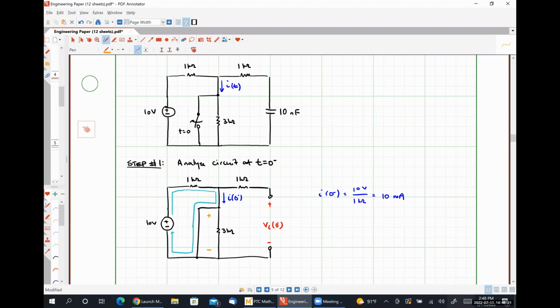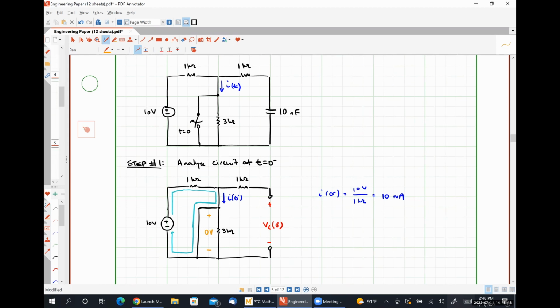Devarier, unfortunately, once again, I disagree. The voltage drop over the 3 kilo ohm resistor has to be 0 volts because the 3 kilo ohm resistor is in parallel with a short circuit, right? So the voltage drop across a short circuit is always 0 volts. And so the voltage drop across anything in parallel with a short circuit must also be 0 volts.